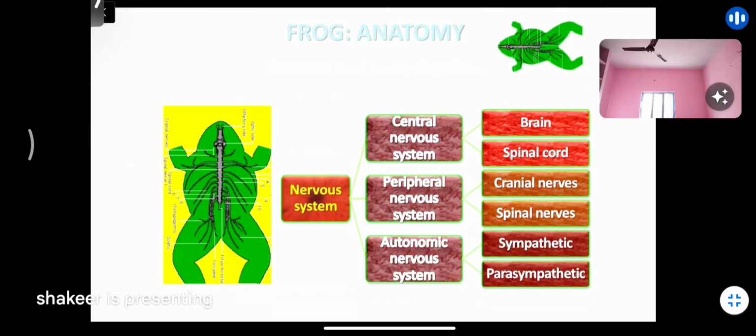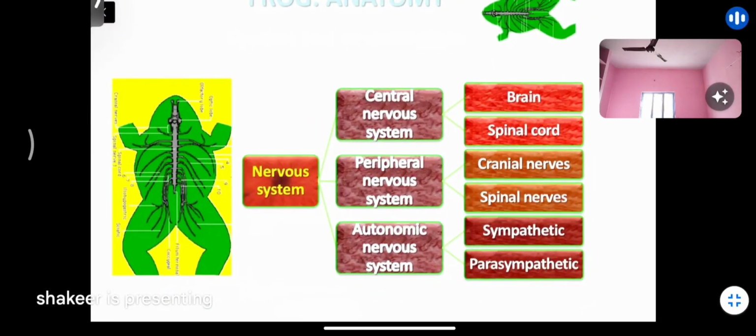So next we study about the nervous system which is present in the case of frog. The nervous system of the frog we can divide into 3 types. What are they? Central nervous system, second peripheral nervous system, and third autonomic nervous system. So central nervous system is again divided into 2 parts: the brain and the extension of the brain, which is called the spinal cord.